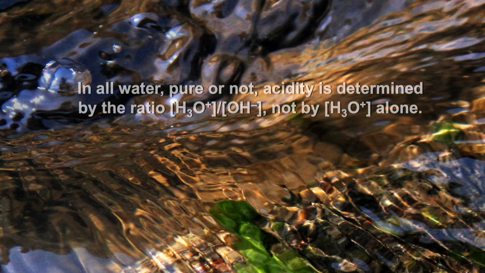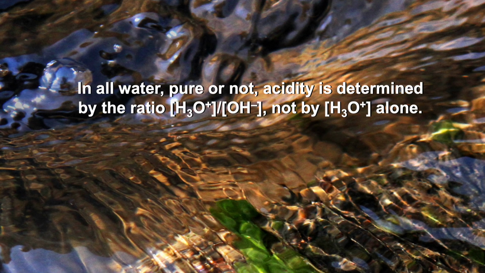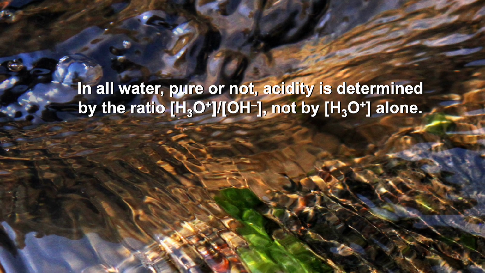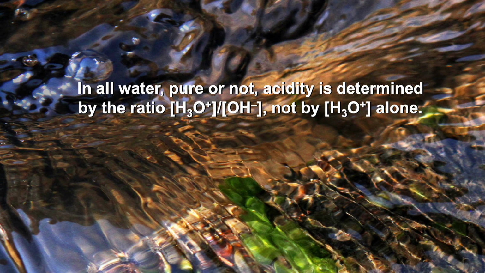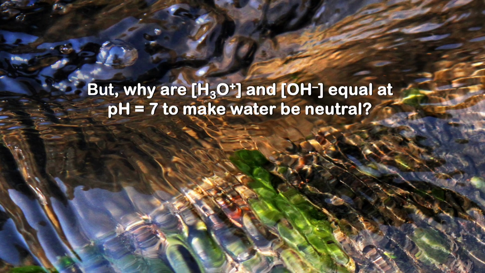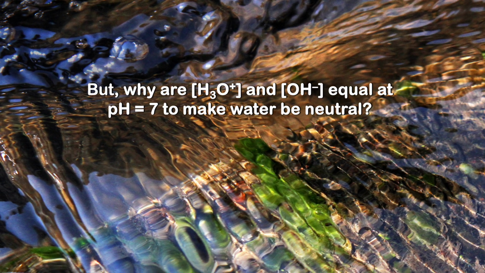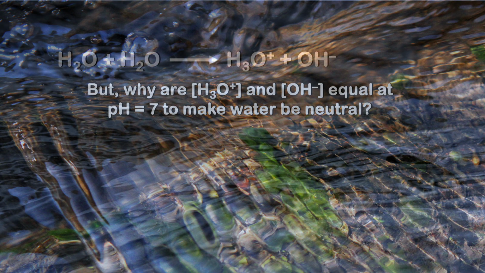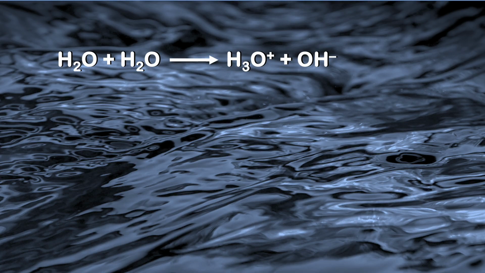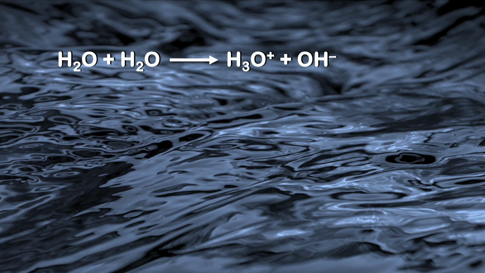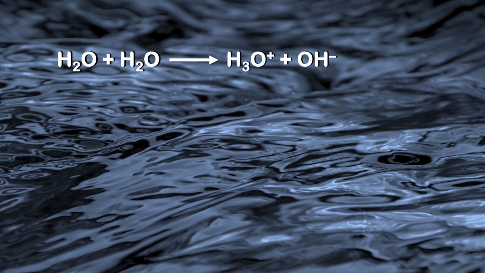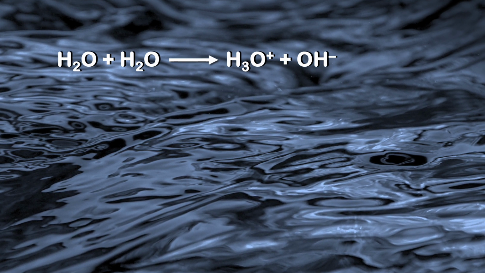In all water, pure or not, acidity is determined by the ratio of hydronium ion concentration to hydroxyl ion concentration, not by the hydronium ion concentration alone. But why are hydronium and hydroxyl ion concentrations equal at pH 7 to make water be neutral at pH 7? The reason that pH equals 7 is the special pH of water neutrality is related to the fact that the water ionization reaction is reversible.